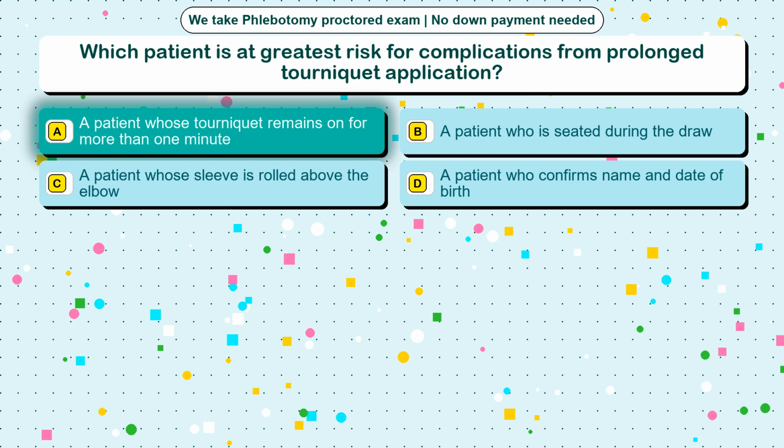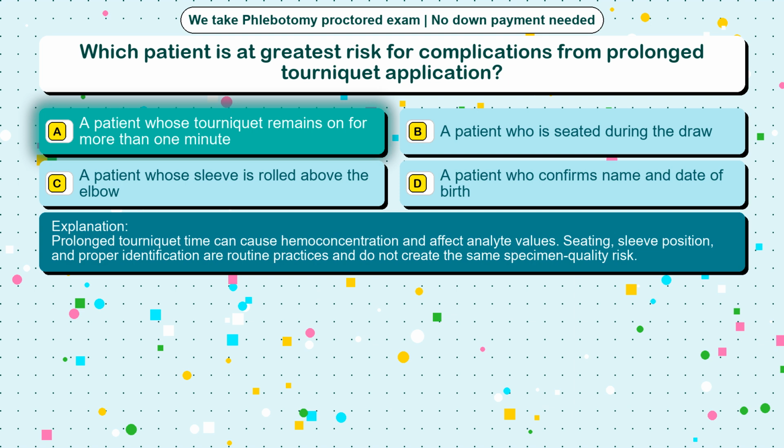The correct answer is option A, a patient whose tourniquet remains on for more than 1 minute. Prolonged tourniquet time can cause hemoconcentration and affect analyte values. Seating, sleeve position, and proper identification are routine practices and do not create the same specimen quality risk.